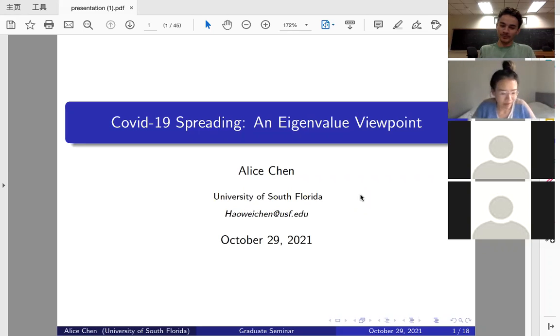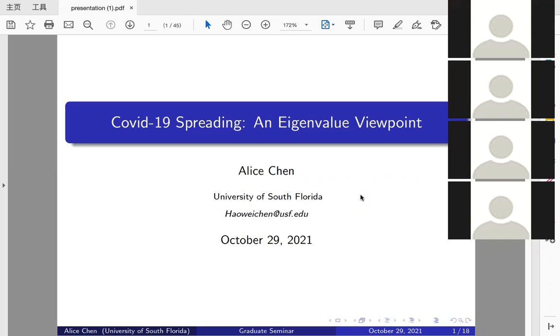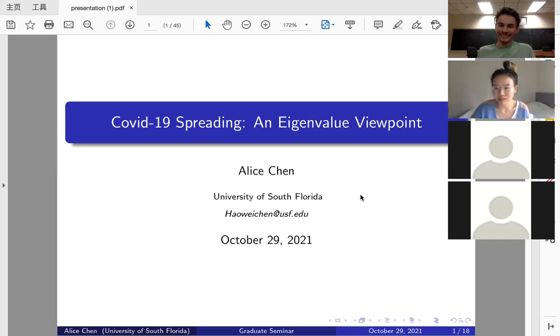Hello, I'm Alice, and my topic today is COVID-19 spreading and Eigenvalue Viewpoint. I think in this department, nobody else could be more suitable to talk about this because of nationality.